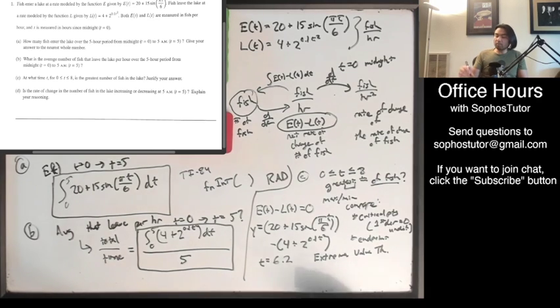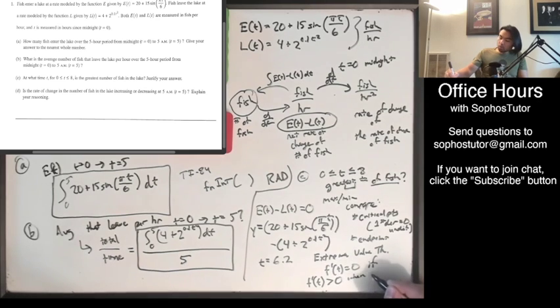we know that we have a max where a derivative is equal to 0 if this derivative is greater than 0 at values less than 6.2, that is, f prime of t is greater than 0 when t is less than 6.2, and f prime of t is less than 0 when t is greater than 6.2.